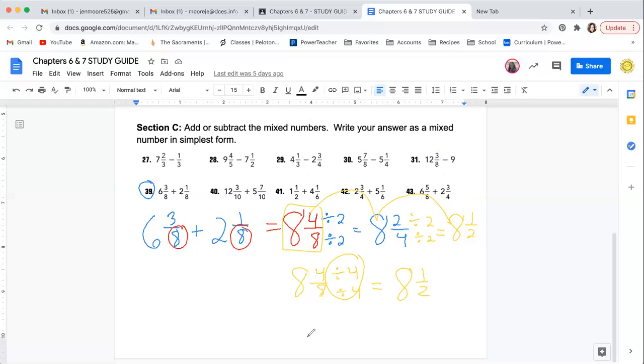Are you able to copy down what I'm writing? Am I going too fast? How are you guys feeling? Good. Okay, good. Good. All right, number 40.